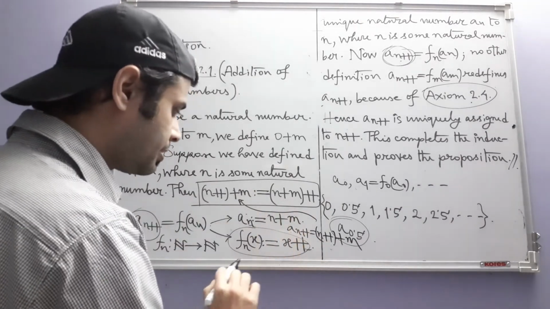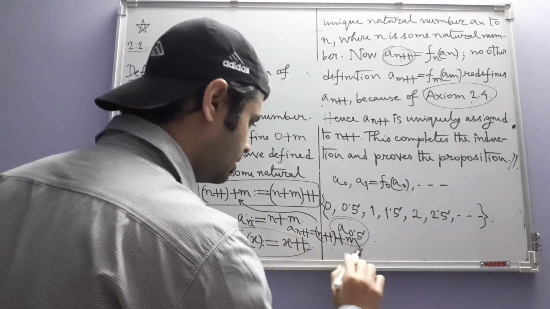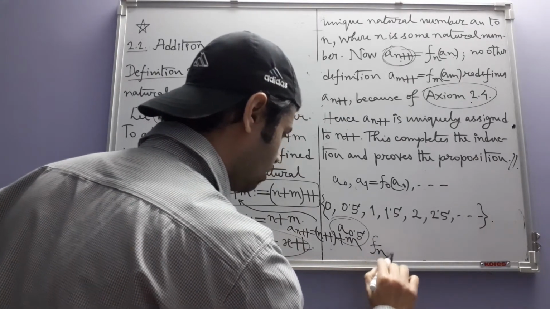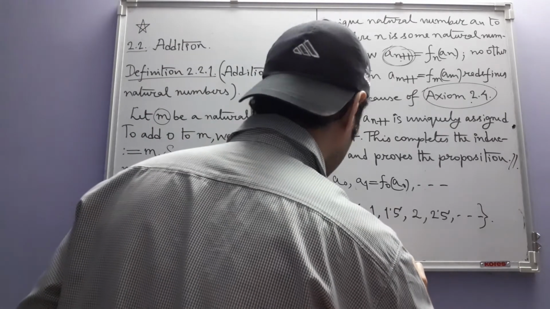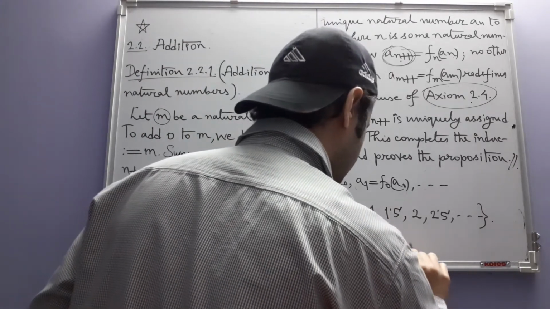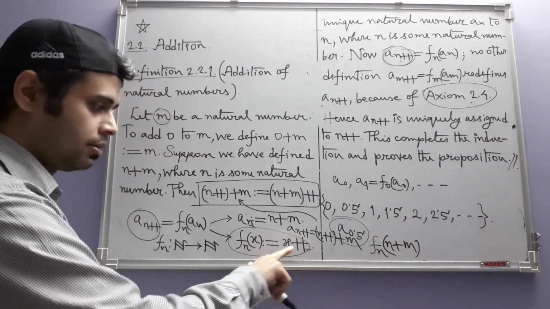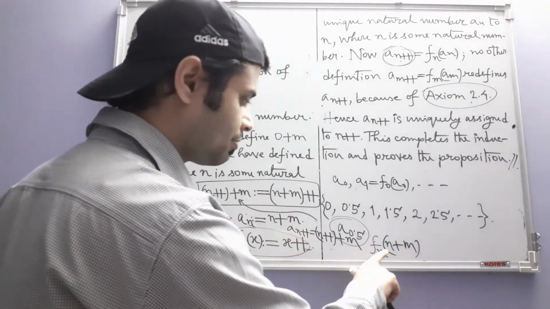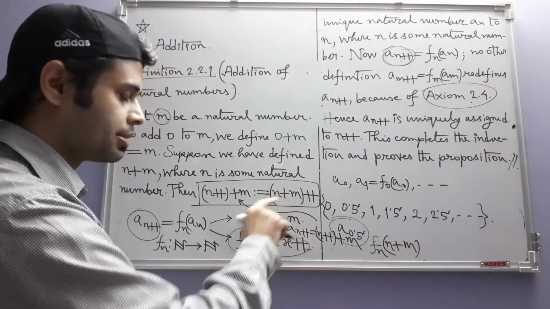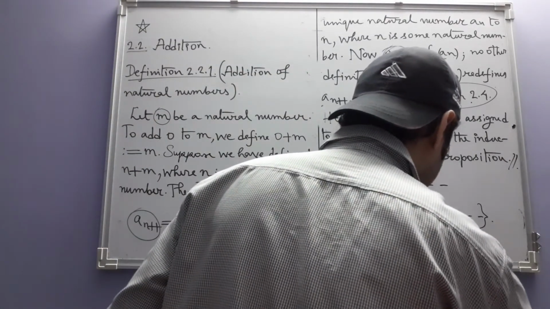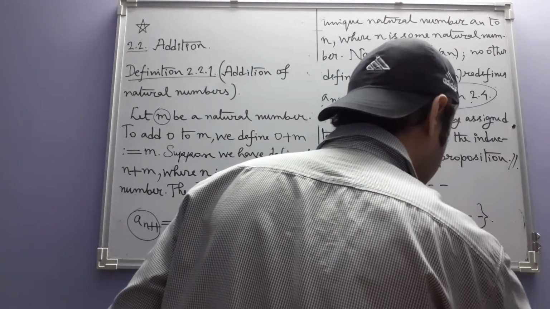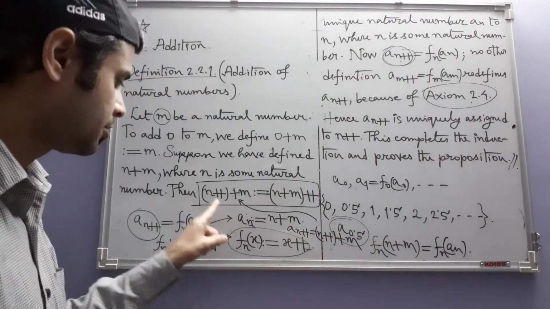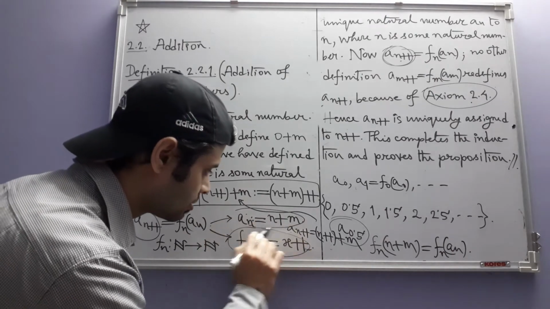And what is the right hand side? The right hand side is f_n(n + m). See, f_n(x) is the successor of x. So f_n(n + m) is the successor of n + m. And what is n + m? a_n. So that's how I have used the principle of recursive definition here with these things.